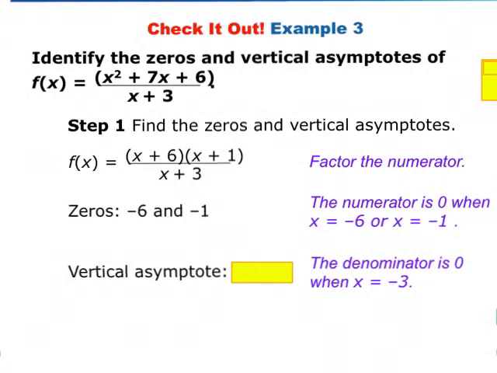And for your asymptote, set the bottom equal to 0 and you get x equals negative 3. So your asymptote is x equals negative 3. Now on the next slide, go ahead and pause it again because I want you to graph it.